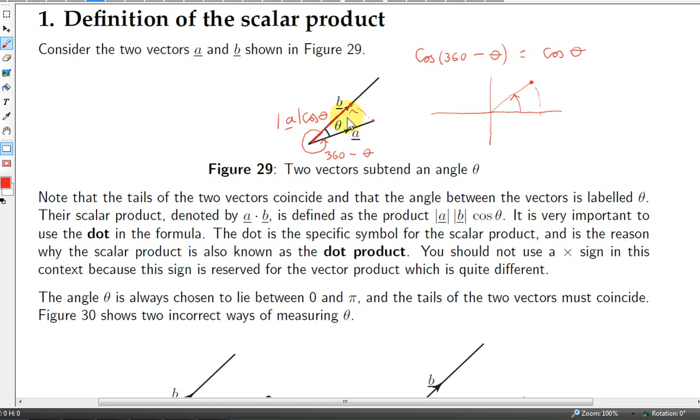Now for the angle between the two vectors, we could use this other angle here, which is got from taking theta from 360 degrees. Now it's a fact that the cos of 360 minus theta is the same as cos theta, so it doesn't matter actually which angle you use. We know from trigonometry that if we have a point on the unit circle making angle theta with the positive x-axis, then the x value of it is cos theta.